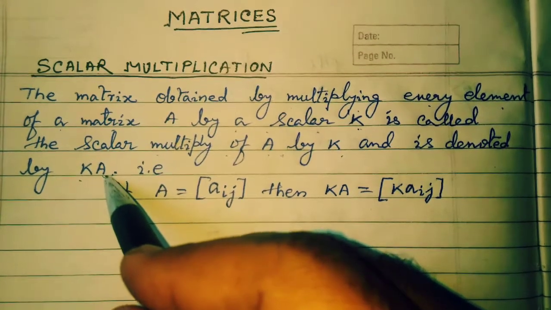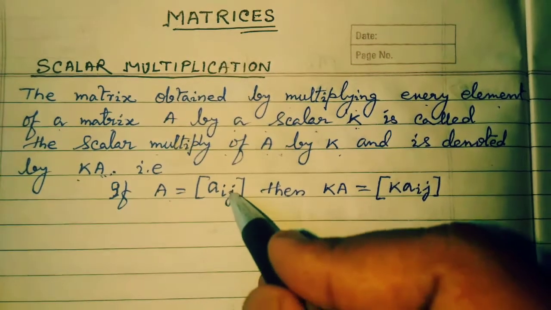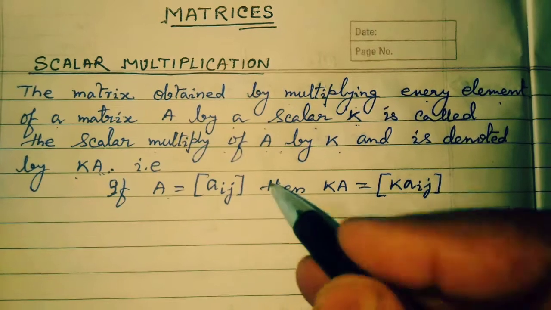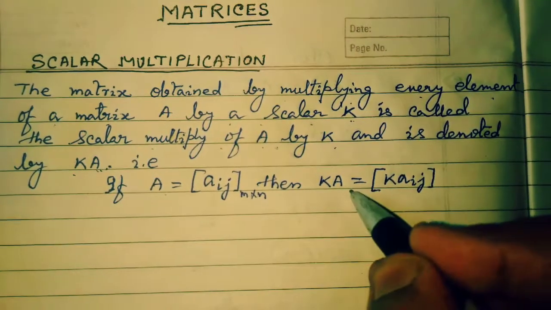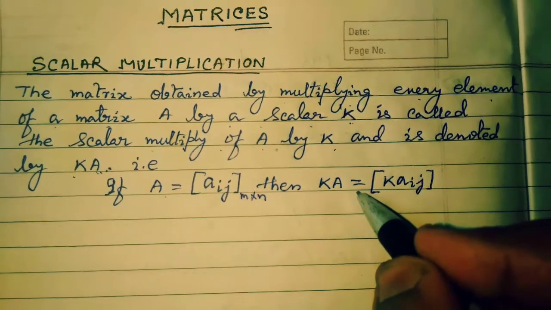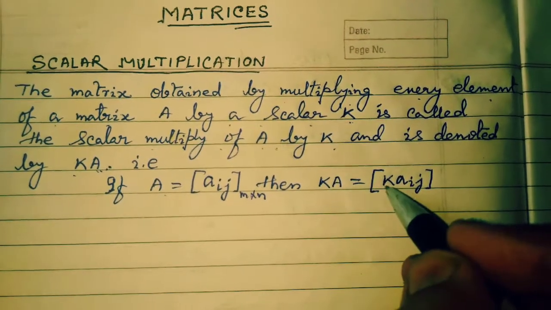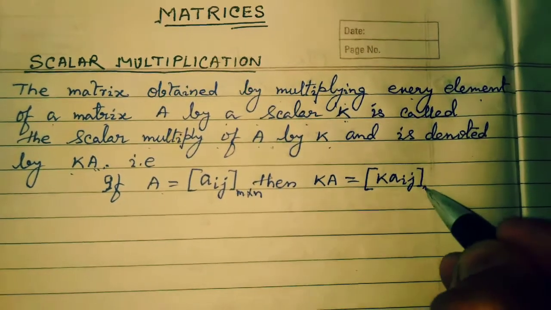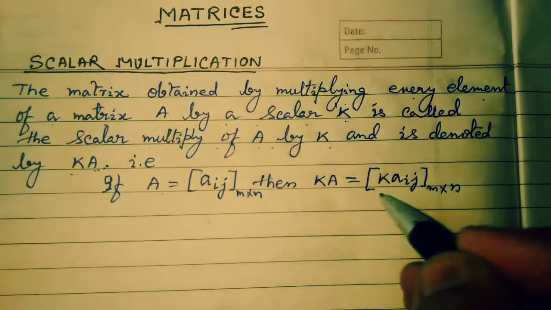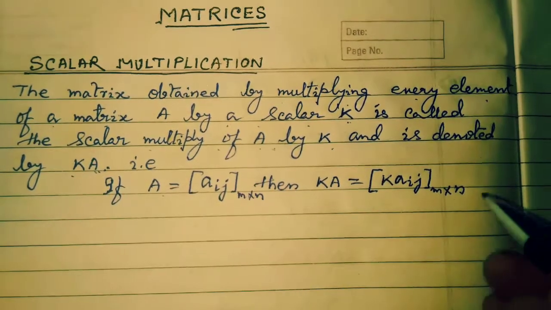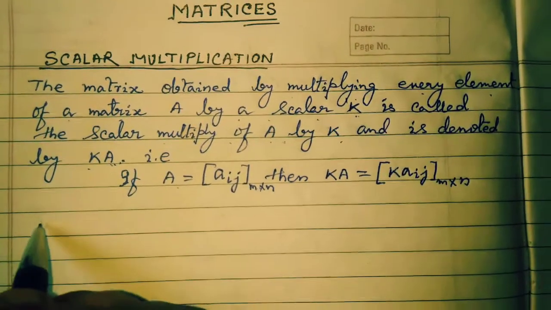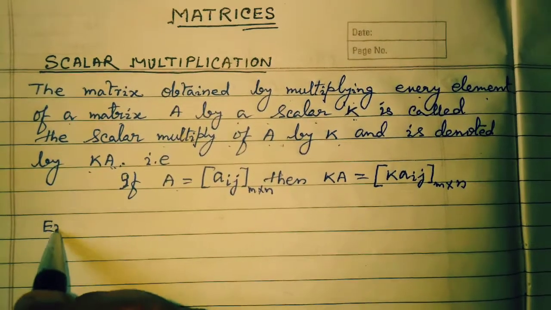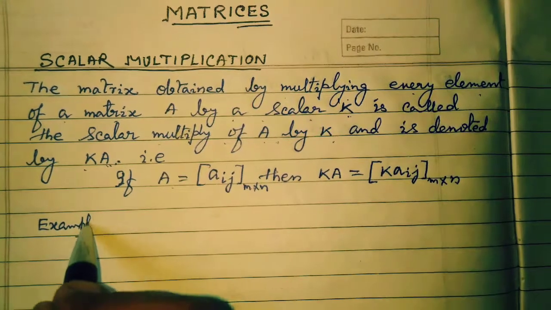Suppose A is a matrix, Aij is the element, and the matrix is of order M into N. Then if you multiply K times A, that is K times each and every element of matrix A. You multiply by K only. Okay, so we'll take an example over here, and then you can easily understand.